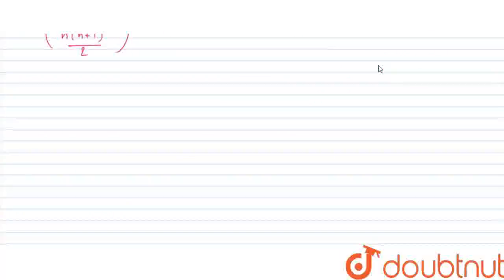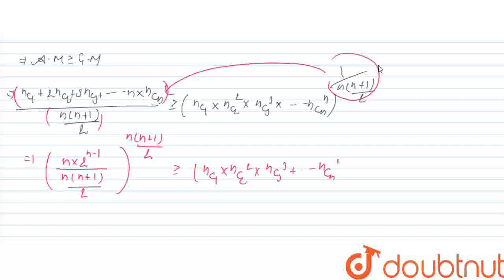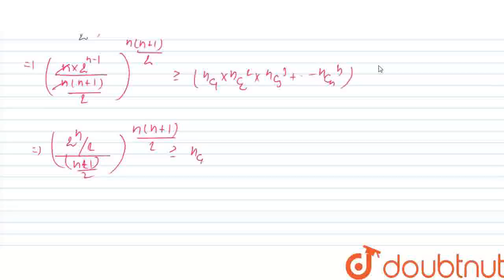So it will come and look like (n into (n plus 1) divided by 2) is greater than or equal to nC1 · nC2² · nC3³, like this, up to nCn to the power n. Now n and n will cancel, and 2 to the power n divided by 2, divided by n plus 1 divided by 2, to the power n into (n plus 1) divided by 2, is greater than or equal to nC1 · nC2 ... nCn to the power n.